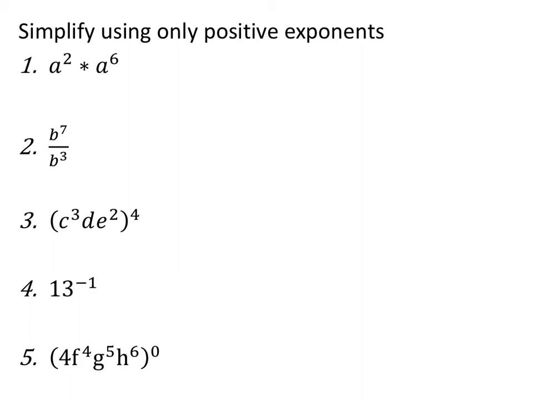These problems are just a review of stuff we've done already, so you should have been able to do these. So number one, I'm going to expand both of these, which means that I would have 2 a's multiplied, and then I would have 6 a's multiplied together. And then I just need to see how many total a's I have multiplied together, and that's 8 of them.